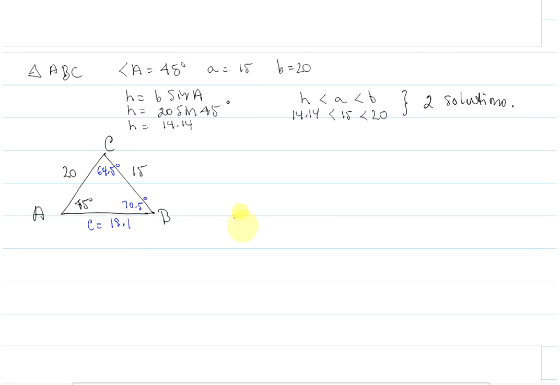Okay, the second triangle that you will get with this is the one where you have an obtuse angle. Okay, so here is A and our given angle of 45 degrees, side B, which was given as 20, and side A, which was given as 15. And then when I went through and solved, I found that angle C is 25.5 degrees, and angle B is 109.5 degrees, and side C is 9.1.